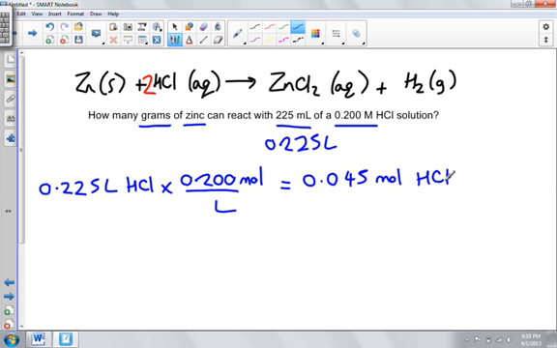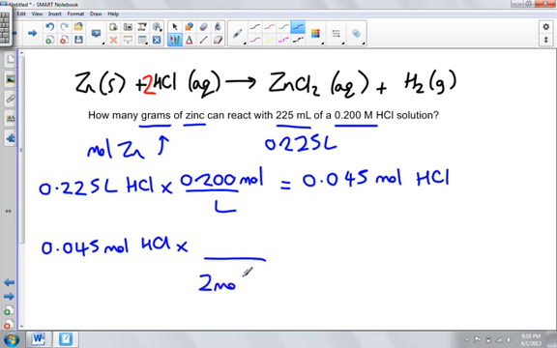Now, we don't want moles of HCl. We ultimately want grams of zinc, and the only way we can get grams of zinc is if we had moles of zinc first. So if we have our 0.045 moles of HCl, and we know that for every 2 moles of HCl, I need 1 mole of zinc.